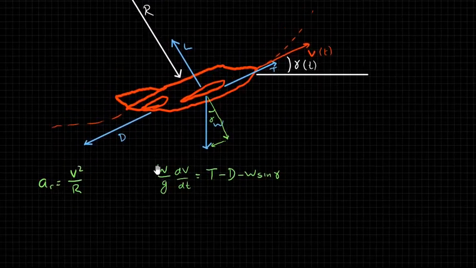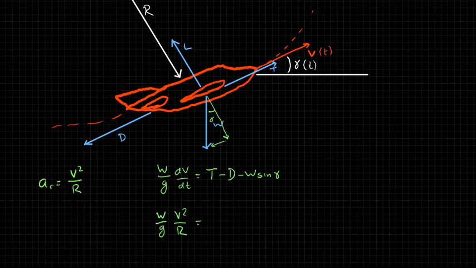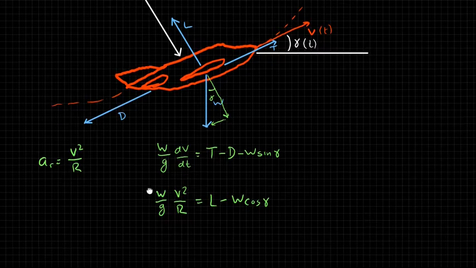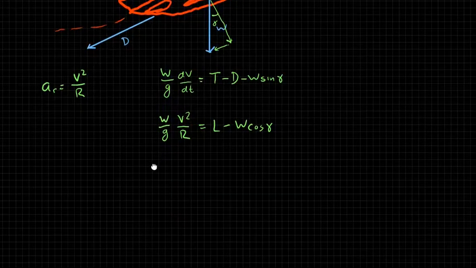Now let's look at the direction towards the center of curvature here. So in this case, we're going to have the mass, W over g, times the acceleration. Now, the acceleration here is the centripetal acceleration, so we have V squared divided by R, and that's going to equal the lift minus weight times cosine gamma. All right, so now we have two equations. Now, let's simplify this second equation a little bit.